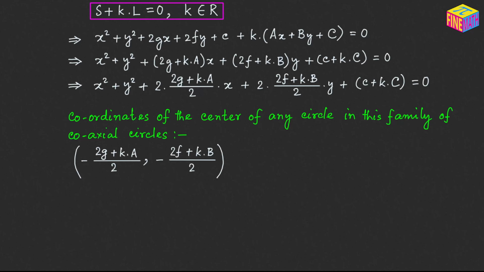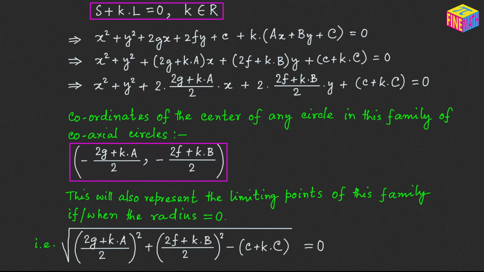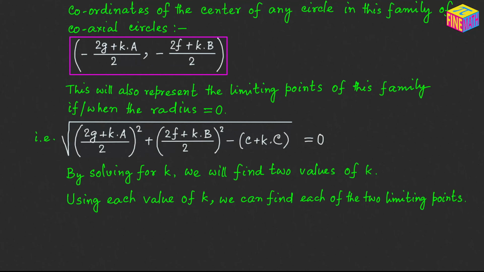Now, to find the values of k, again, we are going to use the same technique. We are going to use the formula for the radius and we are going to equate that to 0. And from this equation, we are going to get two values of k, because this will become a quadratic equation in k. And then by solving this equation, we are going to find two values of k. And then using those two values of k in the formula for the location of the center, we can come up with the coordinates of the limiting points. And that's what I have noted here. So by solving for k, we will find two values of k, and then using each value of k, we can find each of the two limiting points. I hope the steps are clear.